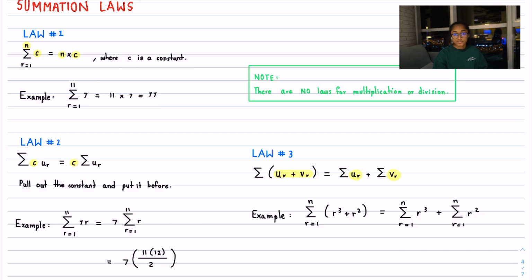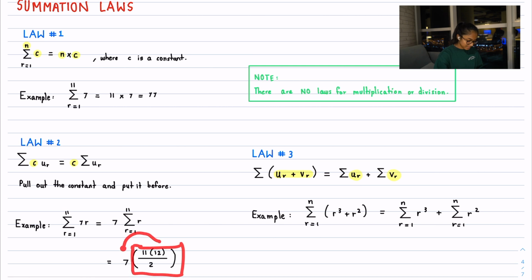The second law is just as simple. All we do is pull out a constant. In this example, you see we have 7r. All we do is pull out the 7 and put it before the summation sign. Think of it as 7 by r. It'll be the same thing if you put 7 in brackets by r. We're just pulling out the constant. Now that we have the constant on the outside, we can use our standard result for r, because our starting value is 1, and we can simplify it and then multiply it by 7 to get our answer. And that's all we had to do.